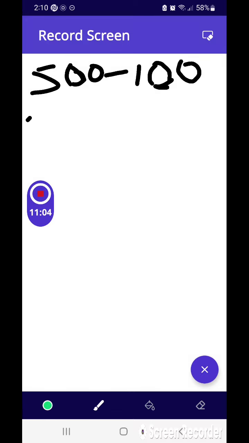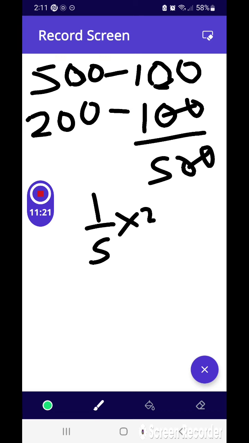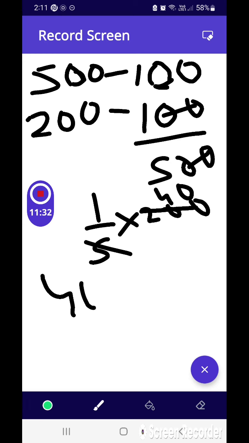First of all, see, in 500 gram of solution, we had 100 gram of solute. So in 200 gram of solution, because we have taken out 200 gram of solution, how much solute would be taken out? So it would be 100 upon 500. Let's reduce this first. 1 by 5 into 200. So it would be 40. So when the person would take out 200 gram of solution, he would take out 40 gram of solute as well.